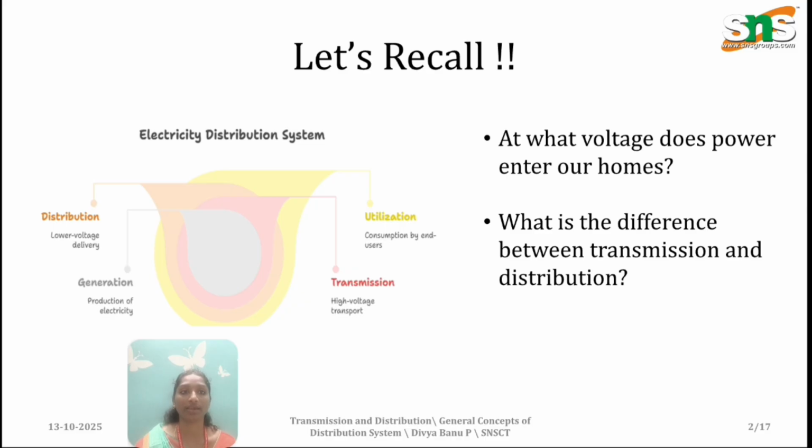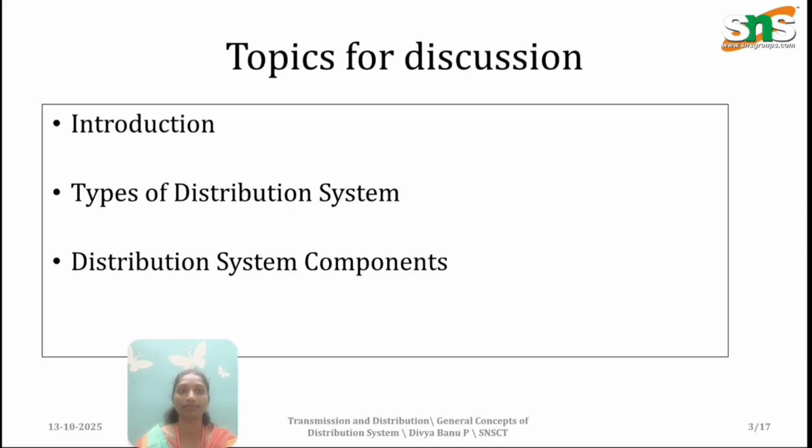And we have another question here: what is the difference between transmission and distribution? Yes, very good. Transmission is where we transmit power from the generation part to the distribution part where consumers are going to use it, whereas distribution is where we distribute to each and every home in that particular area. So transmission is only transferring power from one place to another, whereas in distribution we are supplying the end users.